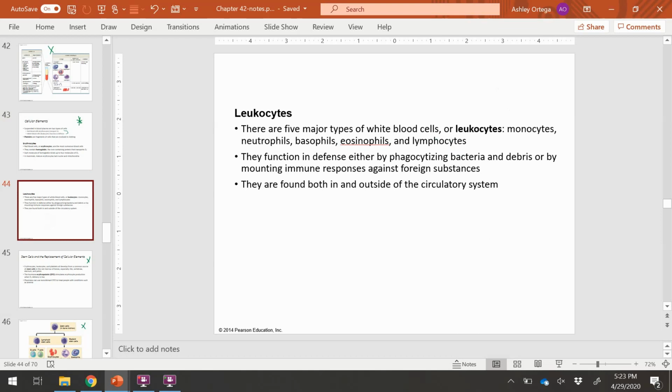The leukocytes, there are 5 major types that are shown here. You do not have to memorize these 5 types. You want to focus on what their function is, and that's defense and immunity. So they're going to ingest or take in bacteria and debris, and mount immune responses against foreign substances.